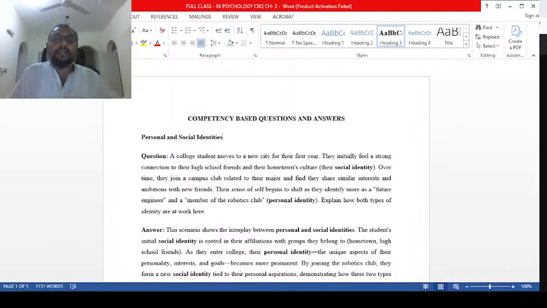So let us understand what exactly the terms personal identity and social identity are. Personal identity is an identity which separates an individual from a group of people, means what separates an individual from others. Whereas social identity is something which relates an individual to a group. In simple words, what separates you from a group, and what relates you to a group.